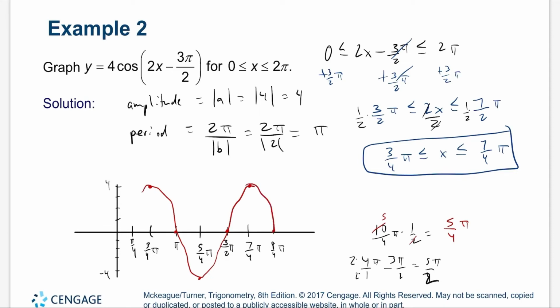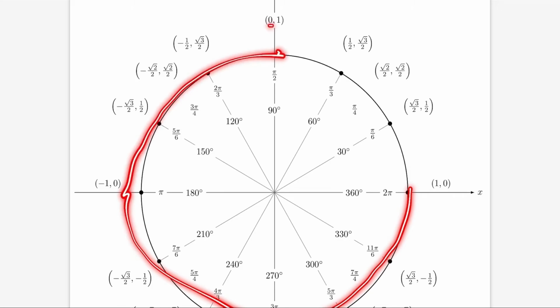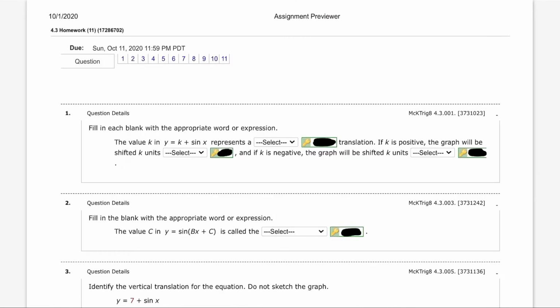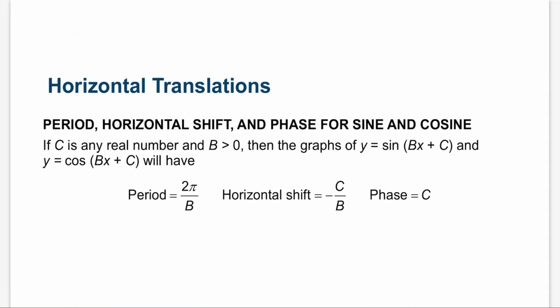And you could do the same thing in the other direction. Just plug in 0. If you plug in 0, negative 3 halves pi is going to be negative 1, negative 2, negative 3 halves. Cosine is 0, and so it's going to be back to 0 again. So it's going to be 0. There it is. All right, next example.